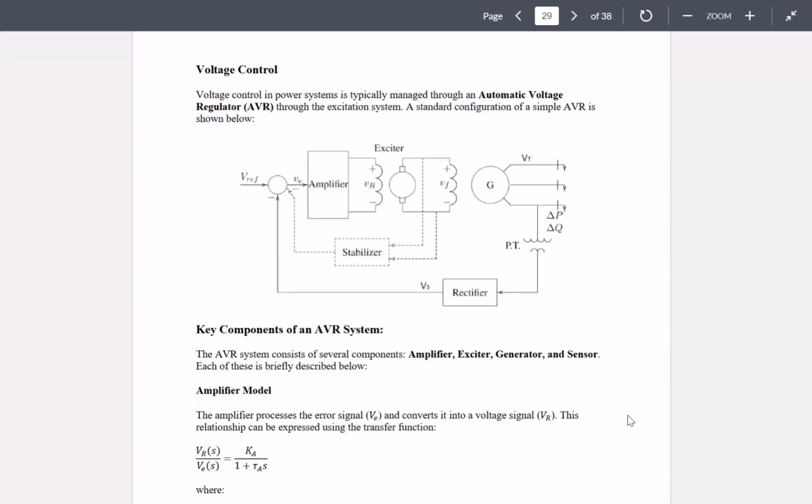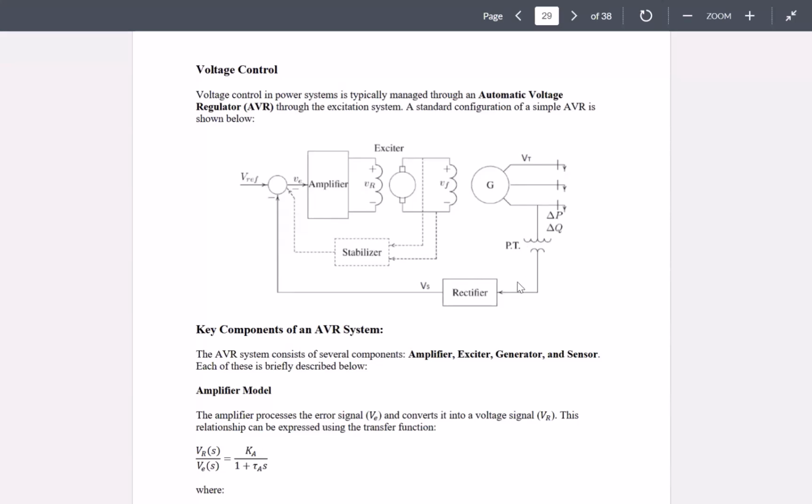Here is basically what we see. We have the terminal of the generator, from which we are going to get the measurement of the terminal voltage. We pass it through some kind of PT, potential transformer, where, since that's a high voltage, we need to reduce it down, get a sample from it, and rectify that, okay? Because voltage is sinusoidal, right?